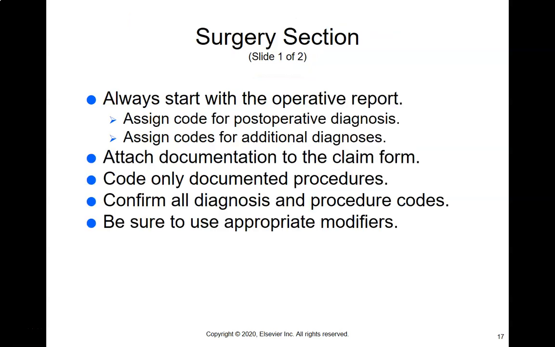The surgery section. Always start with the operative report. Assign code for postoperative diagnosis and assign codes for the additional diagnoses. Attach the documentation to the claim form. Code only documented procedures. Confirm all diagnosis and procedure codes, and be sure to use the appropriate modifiers. The surgical code descriptions may define a correct coding relationship wherein one code is part of another based on the language used in the description.